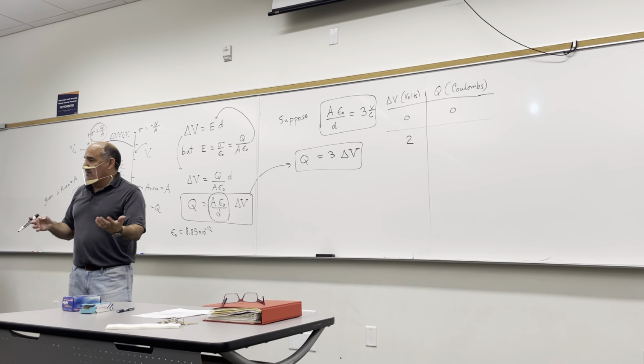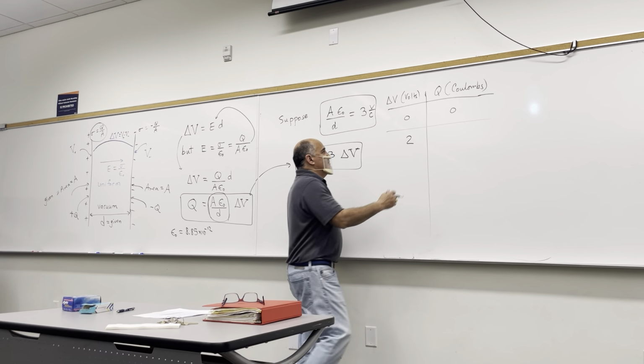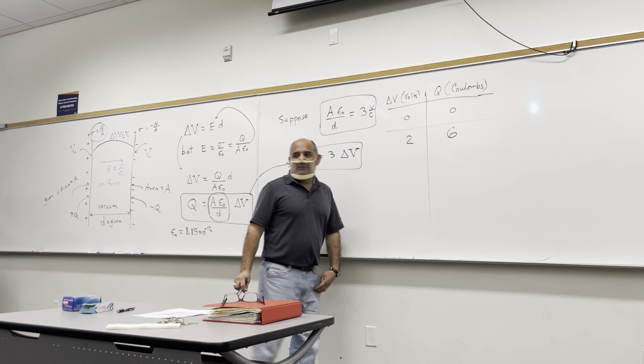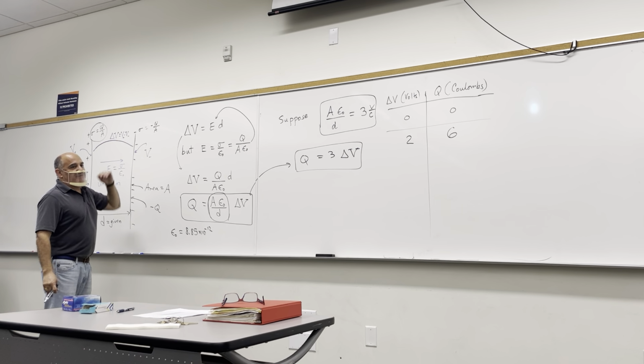Plus Q in one, negative Q in the other one. What will be the charge? Now, you can do the math. 6 coulombs. Then you would have plus 6 coulombs here, negative 6 coulombs over there.